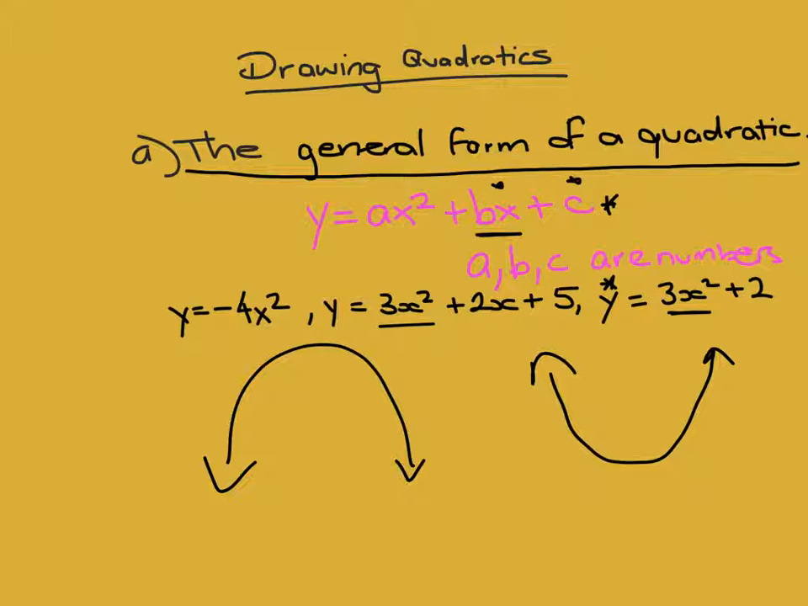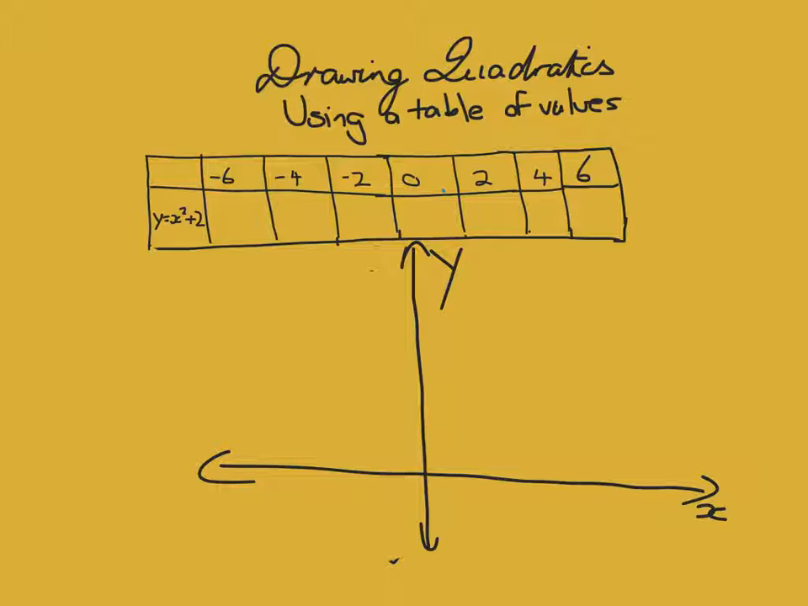Now, if we look at the two shapes down here, that's what a quadratic looks like if you graph it. So it's very symmetrical. It can either be down or it can be up. So let's have a look at an example of that. Let's go on to drawing quadratics using a table of values.